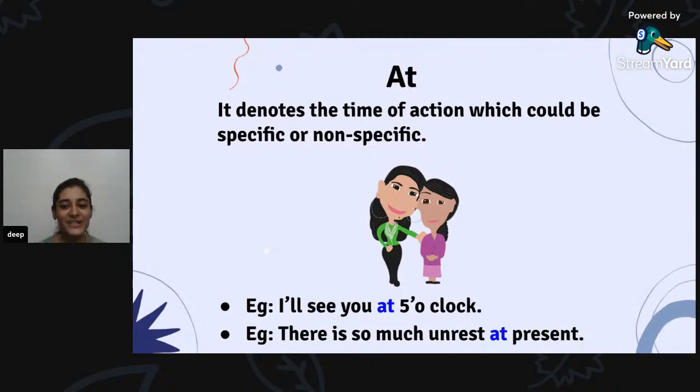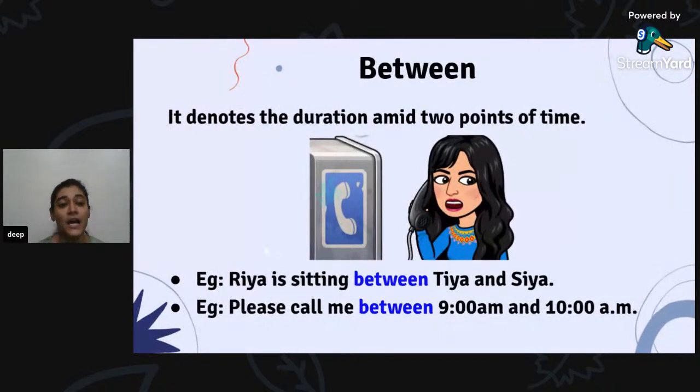The next preposition is between. It denotes the duration amid two points of time. For example, Ria is sitting between Tia and Sia. The next example, please call me between 9 a.m. and 10 a.m. So you can type between in the chat box below. Great. Let's look at the next preposition.